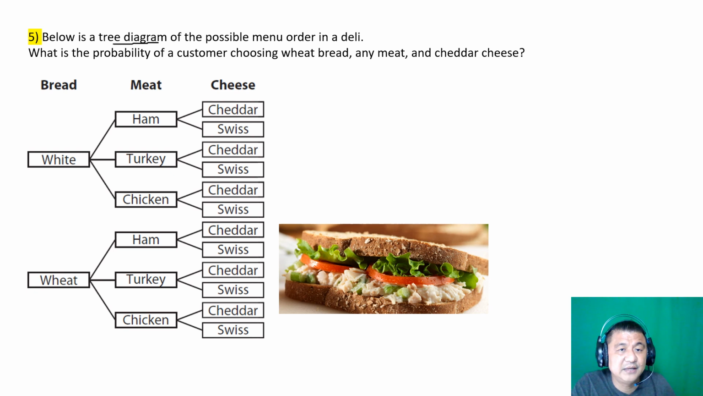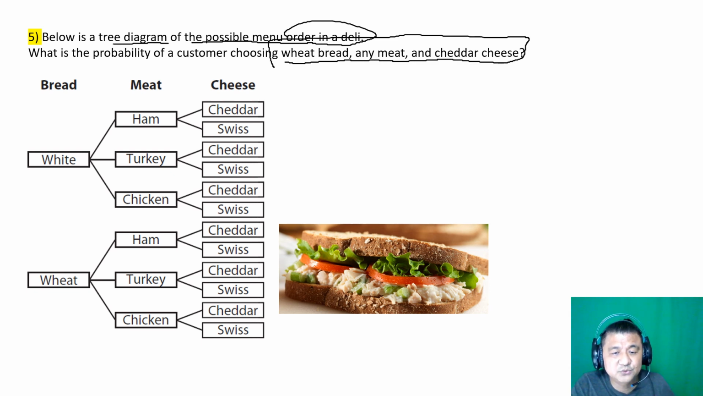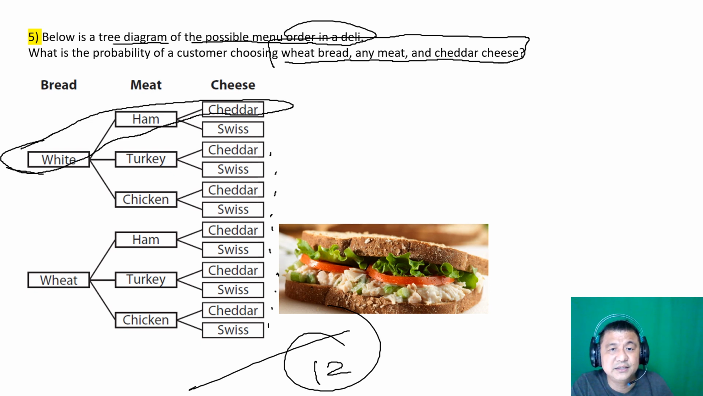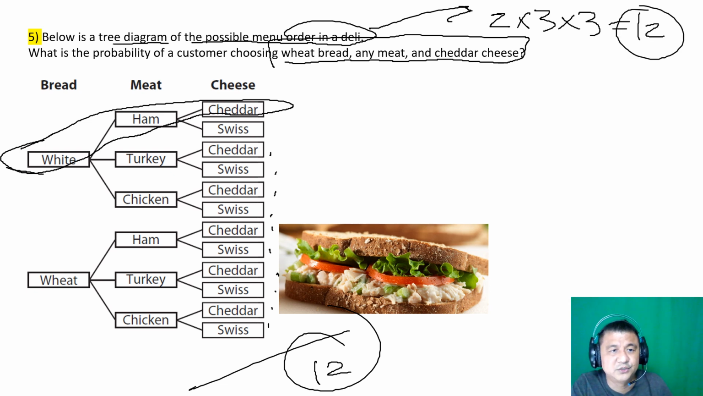Now, below is a tree diagram of the possible menu orders in a deli. What is the probability of a customer choosing wheat bread, any meat, and cheddar cheese? Let's count the total first. At the end, white bread, ham, cheddar counts as one. That's how you read all the combinations. So 1, 2, 3, 4, 5, 6, 7, 8, 9, 10, 11, 12. So 12 is the possible combination. Or how else could I know that it's 12? You could multiply 2 times 3, which is also 12. So we're good with letter A.